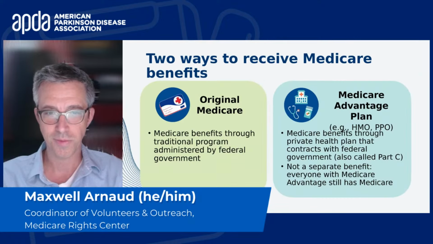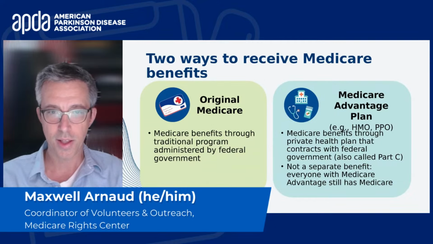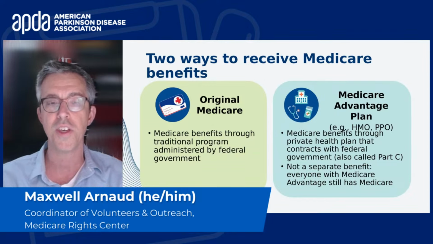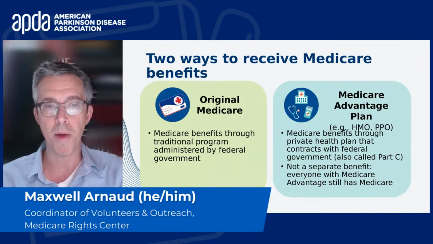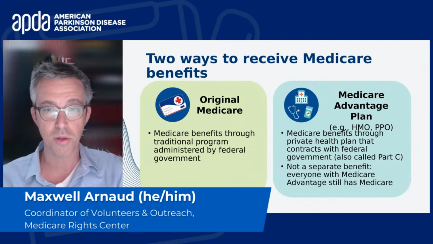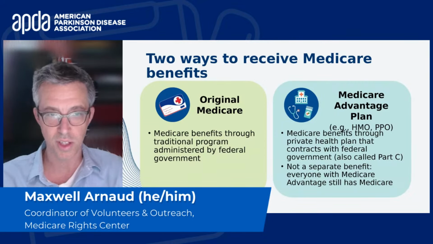Two ways to receive Medicare benefits. Original Medicare. This is the Medicare benefits you get through the traditional program administered by the federal government. It's sometimes called fee-for-service Medicare. And then Medicare Advantage. Now, this is Medicare benefits through a private health plan that contracts with the federal government. It's also called Part C.